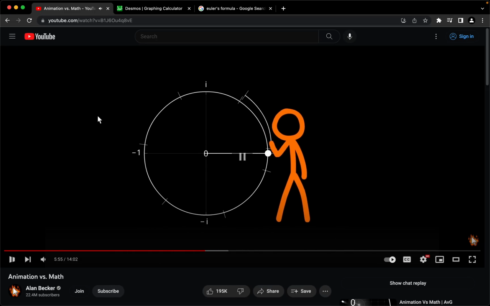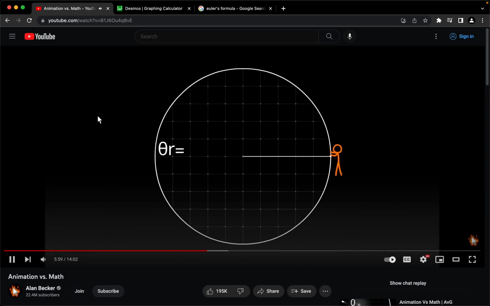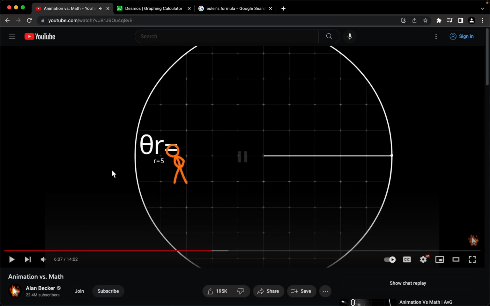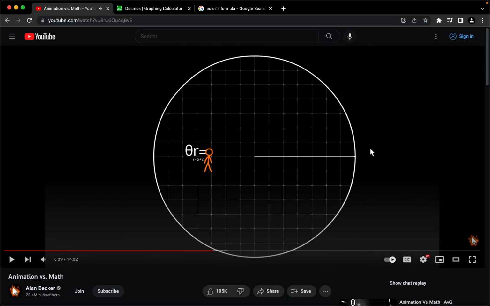He multiplies it. He has 2 of these arcs now. He expands it. The radius is greater. Theta, r equals something. r equals 5 right now. So it's 1, 2, 3, 4, 5 units. He adds 2, so now it's 7 units. Now it's 3.